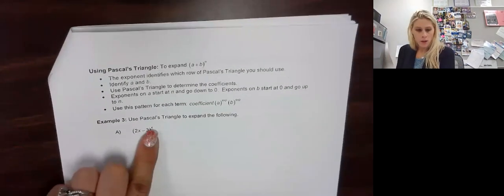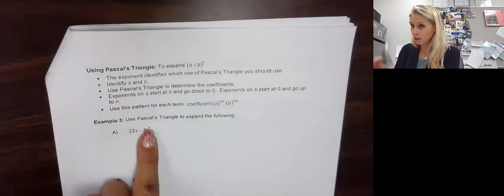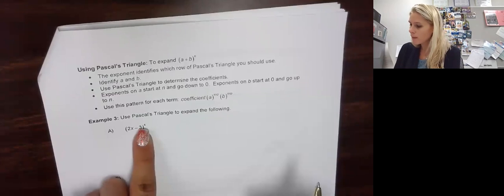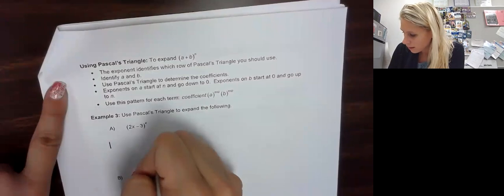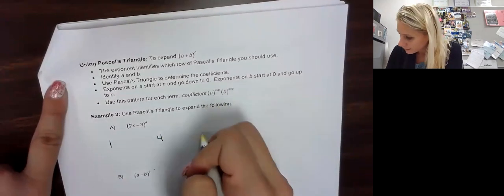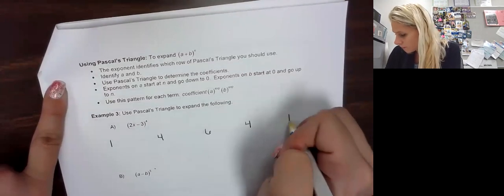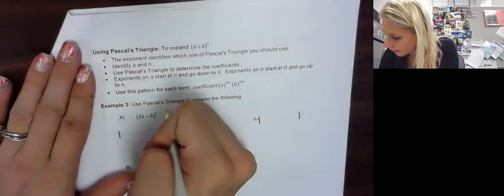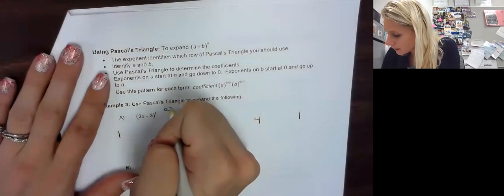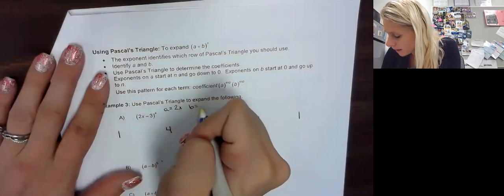Okay. So let's see what we can do with this. So we have the fourth. So you want to look at the fourth, n equals 4, not the fourth row, right? N equals 4. And when you see n equals 4, you see the coefficients are going to be 1, 4, 6, 4, and 1. I spread them out because we still need to put an a and a b value with them. Now, if I look at this binomial, my a is going to be 2x, and my b is going to be -3.